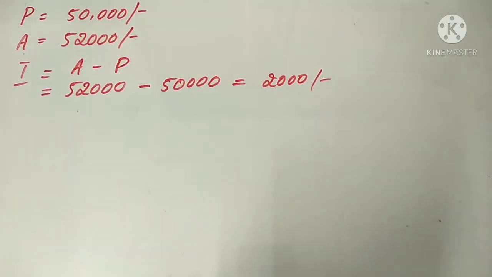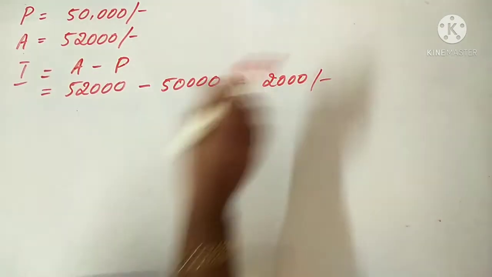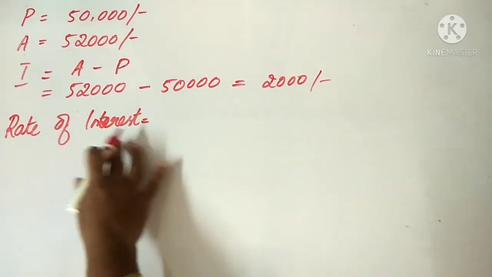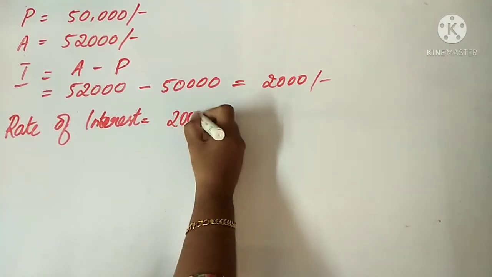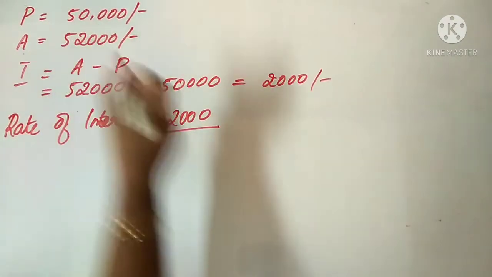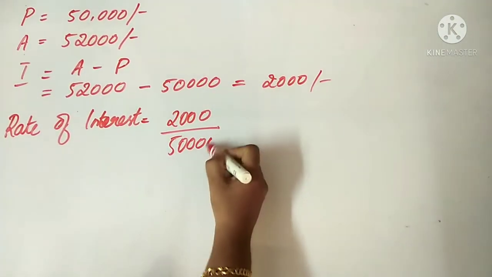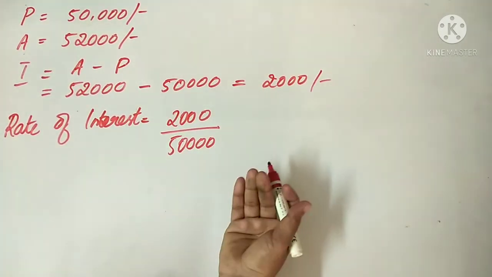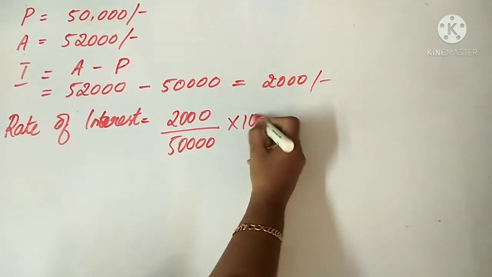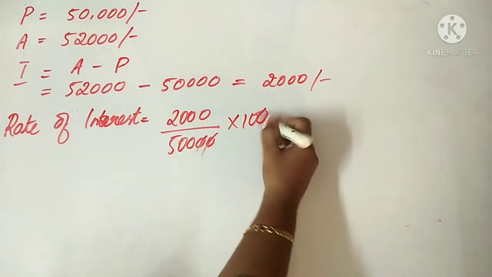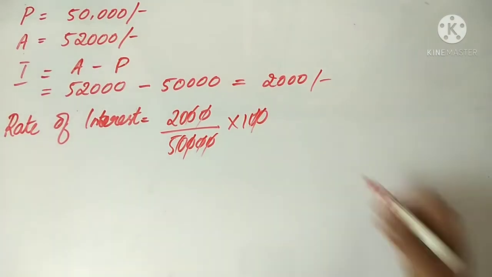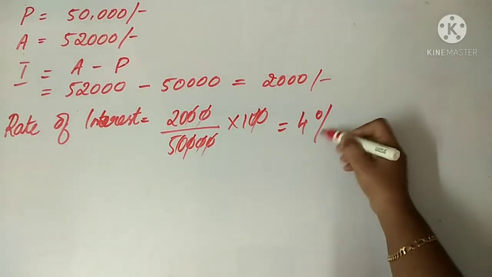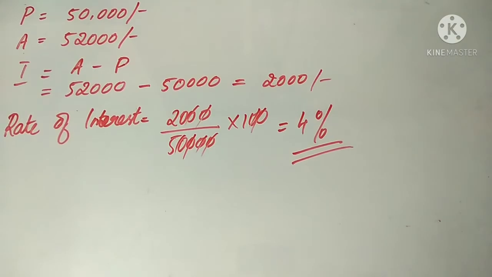According to the second part of the question, what percent of the loan amount is this? We have to find how much percent this is. So we write rate of interest is equal to the interest, 2,000, by the first amount, 50,000, into 100, because to make the fraction a percent we have to multiply with 100. These two zeros get cancelled. These two zeros get cancelled. Balance 20 by 5 is equal to 4. So the rate of interest is 4%.